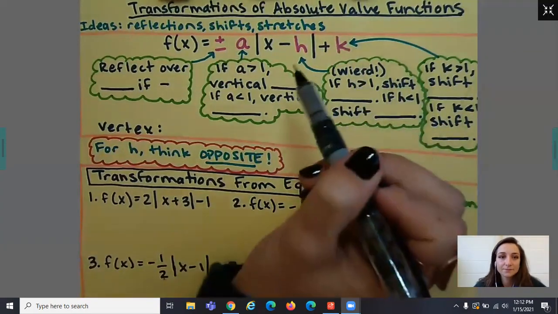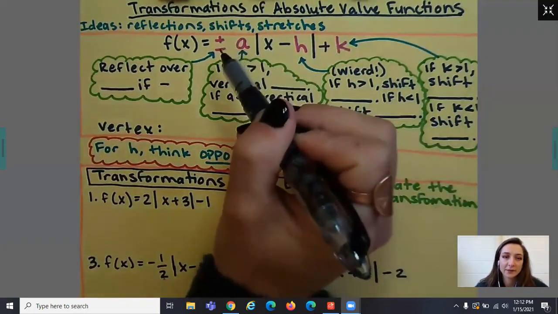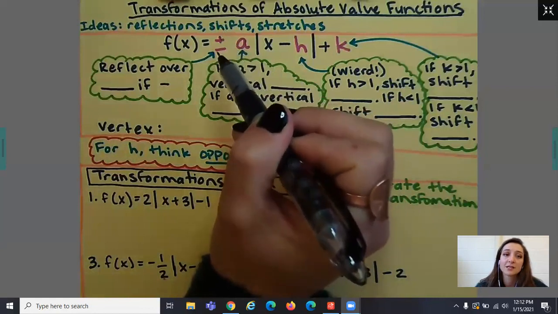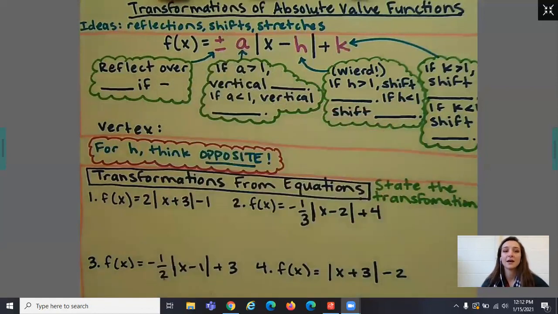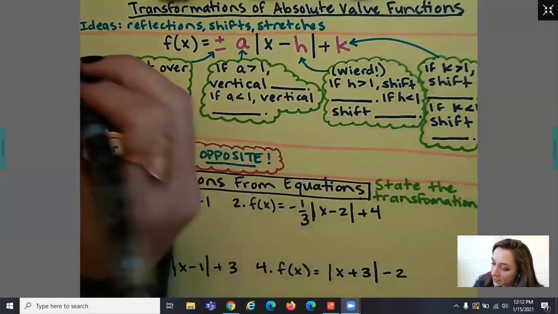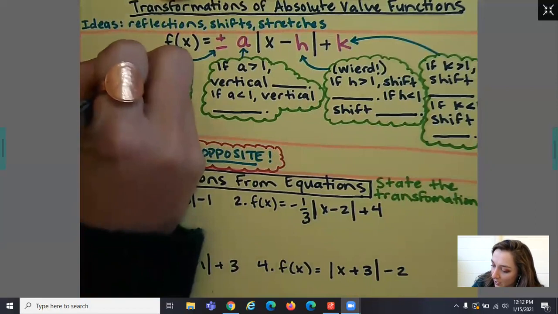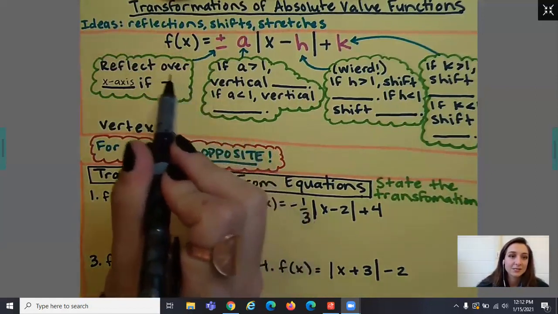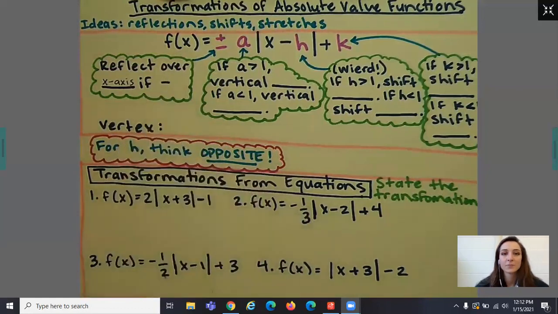So let's start off with the plus or minus at the very beginning. If you have a plus or minus of any function, if there is a negative at the very beginning, that is going to mean to reflect over the x-axis, okay? And this is going to be true for any function at all. So if there's a negative out in the front, that means that you're going to reflect over the x-axis, okay? And that's if this value is negative. So that's what this is right here.